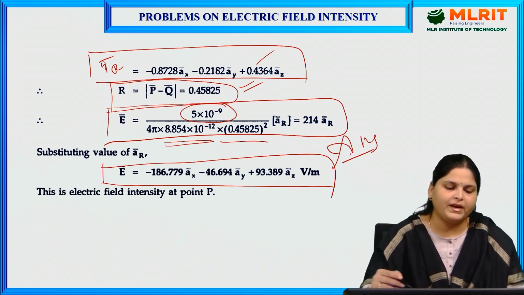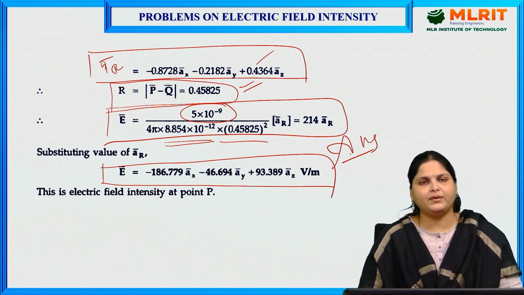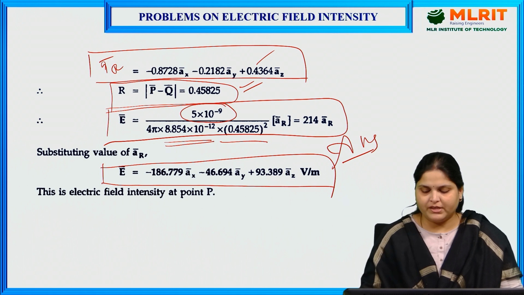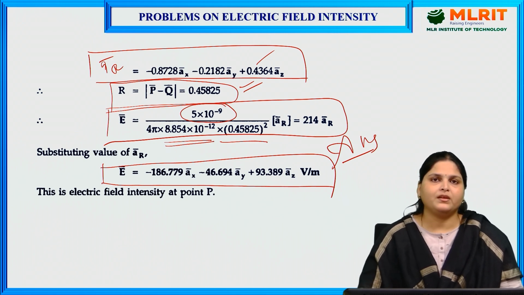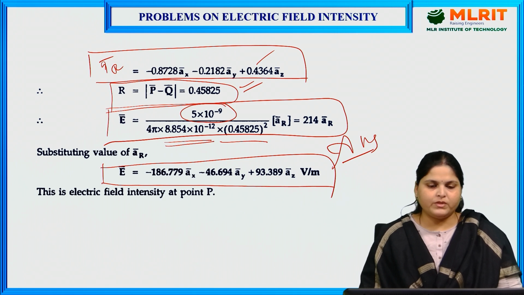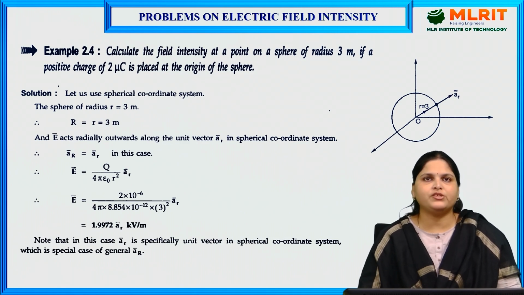We had to find electric field intensity at point P due to a charge Q which is located at some location and its value is 5 nanocoulomb, right? So this was the first question. Let's discuss one more question on the same topic.